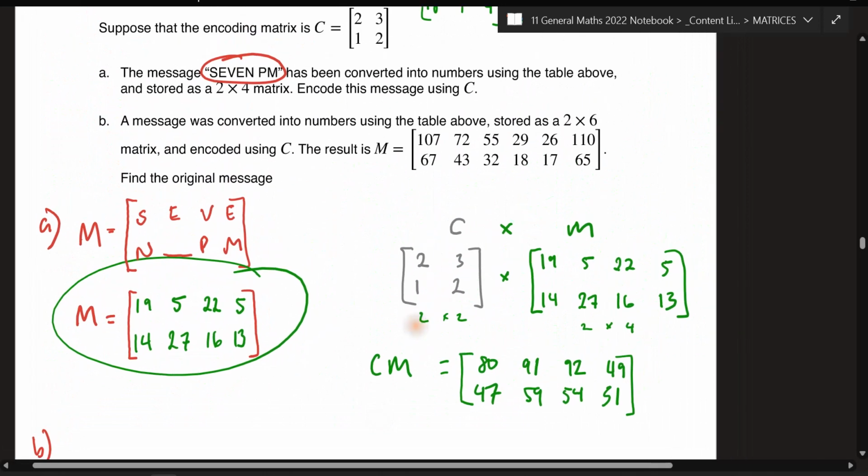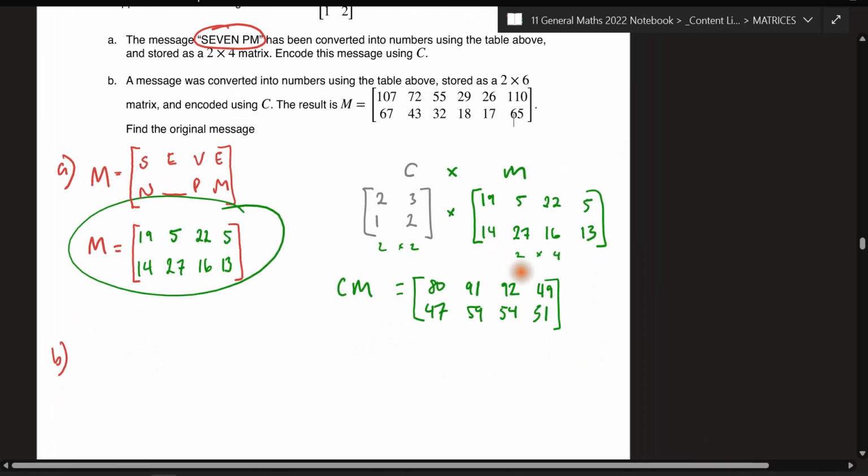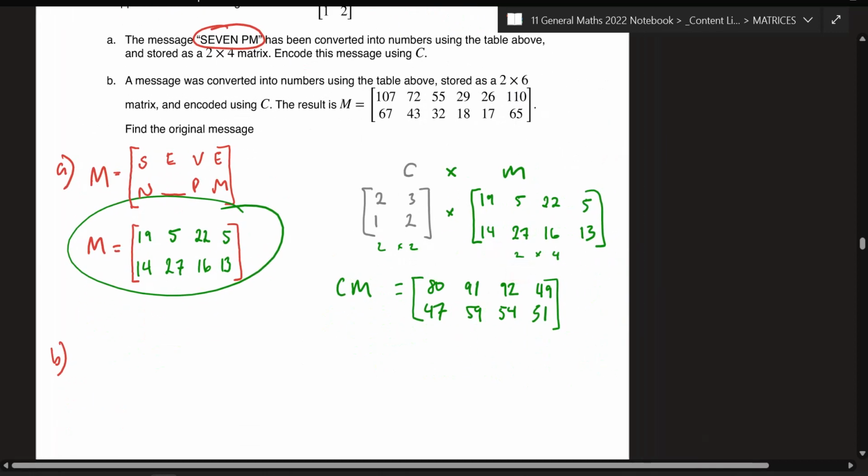Question B asks us: a message was converted into numbers using this table. Using the table above, it was stored as a 2x6 matrix and encoded using C. The result is M. Find the original message. So let's find what the original message was. I think that might be a typo. It should be 2x8, I think, but also 2x7. Oh no, sorry, it is 6. 1, 2, 3, 4, 5, 6. My bad. Okay, so let's figure out what the original message was.